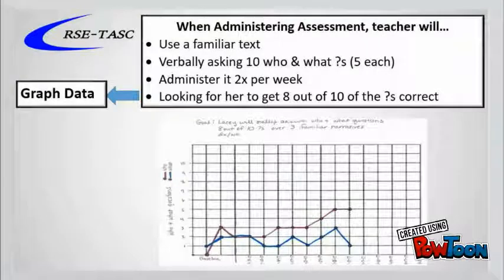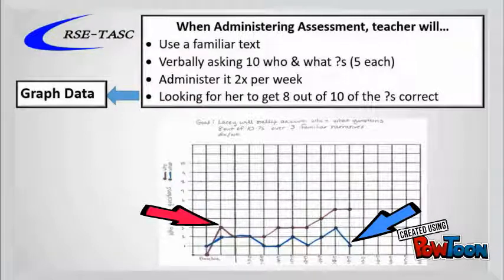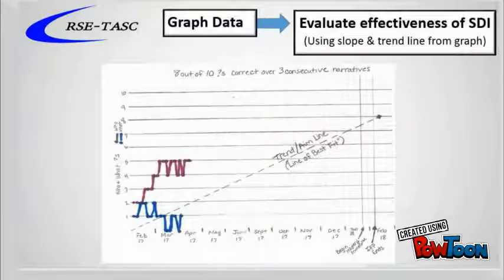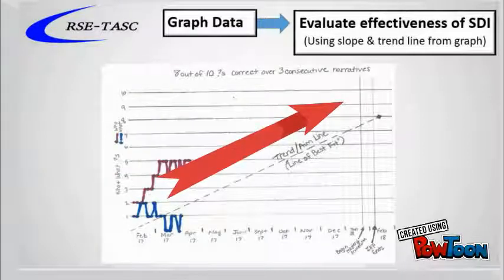The graph in this example shows who questions in red and what questions in blue. This illustrates the accuracy criteria in the goal. After 3 to 4 data points, I will look to see if Lacey's data is trending in a positive direction or not. Now I am looking for 8 out of 10, 3 times in a row. This is the mastery part of the goal.